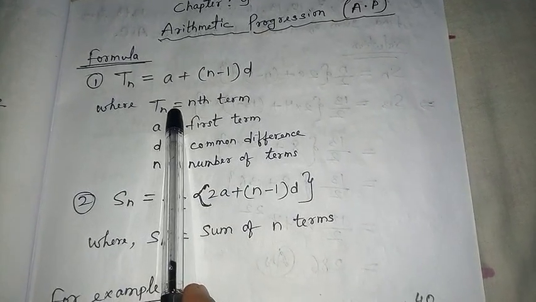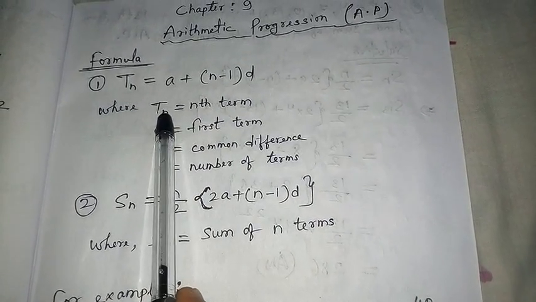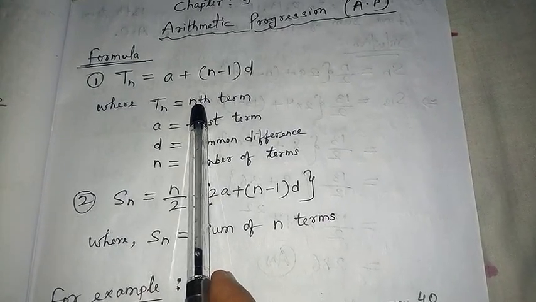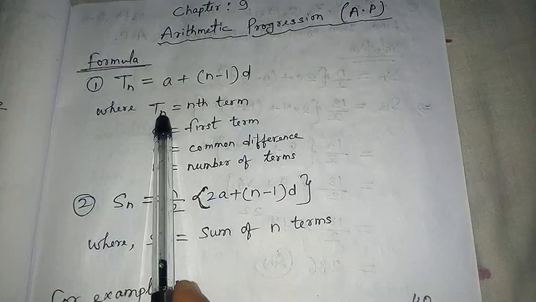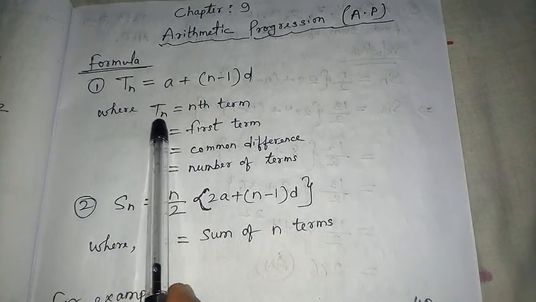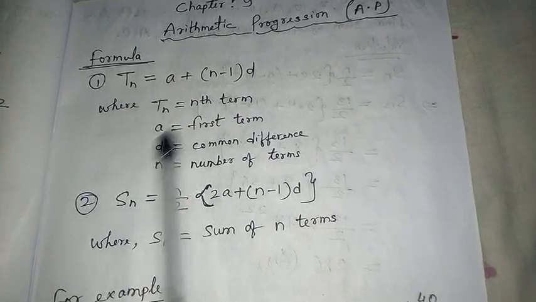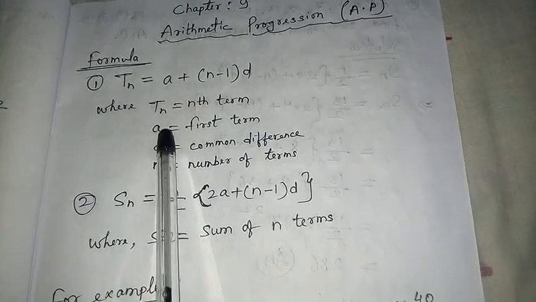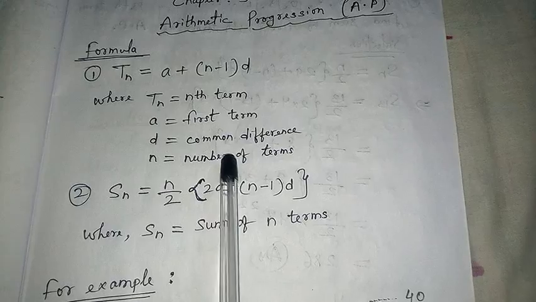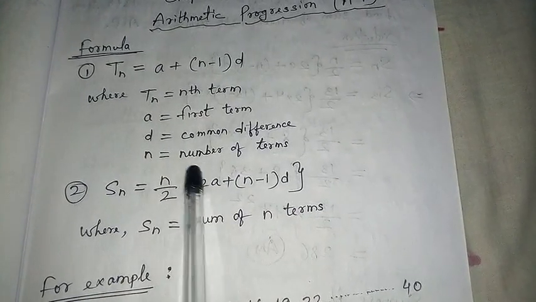Now what is Tn? Tn is nth term. Suppose if it is 13th term, then we will write T13 and here I will write 13th term. That means if there is n, we say nth term, but if it is 13, then we will say 13th term. If it is 14, 14th term. If it is 15, we will say 15th term. That way. Here in this formula, a is first term. The first number, the first term. I will explain with the help of an example very soon. Here d means common difference and n means number of terms.